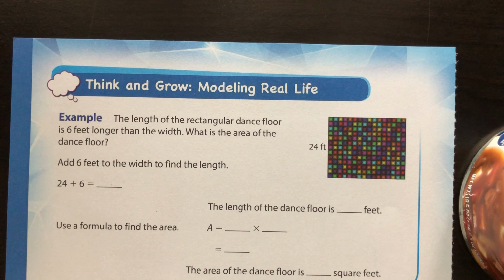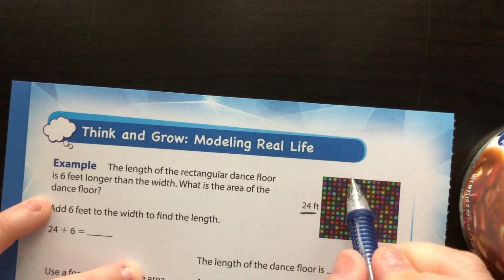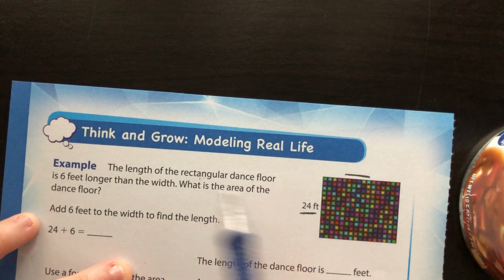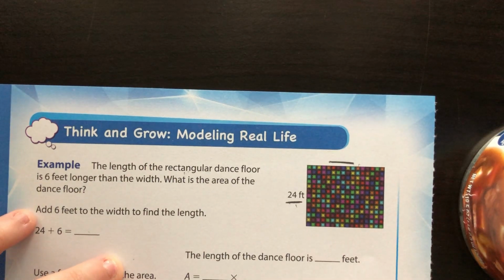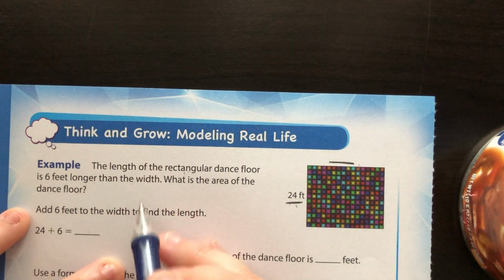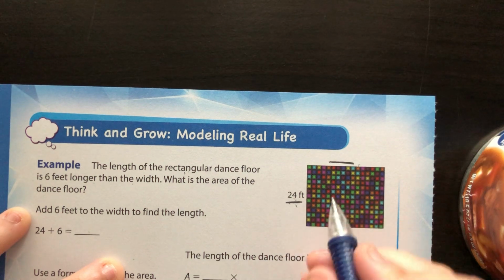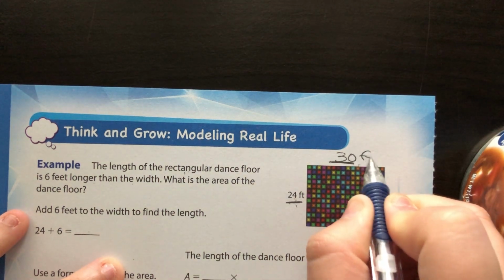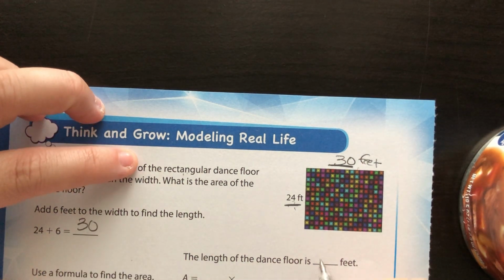It says, the length of a rectangular dance floor is 6 feet longer than the width. What is the area of the dance floor? So they know the width is 24, but they don't tell me the length, okay? And it's a rectangular dance floor, so I can't say, oh, it's a square. This is also 24. No, it's a rectangle, so that means that it has a different length than its width. They tell you that the length is 6 feet longer than the width, so 6 feet more. 24 plus 6 is 30 feet. Ha! Now I have both of them, right? So we know that the length of the dance floor is 30.